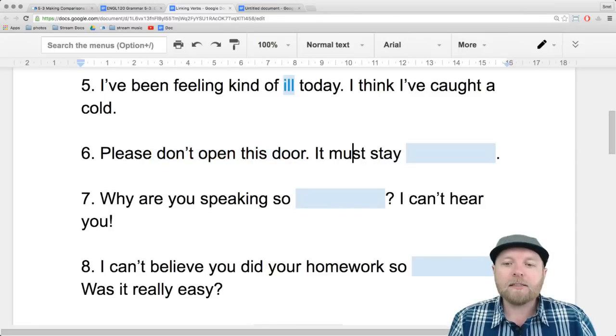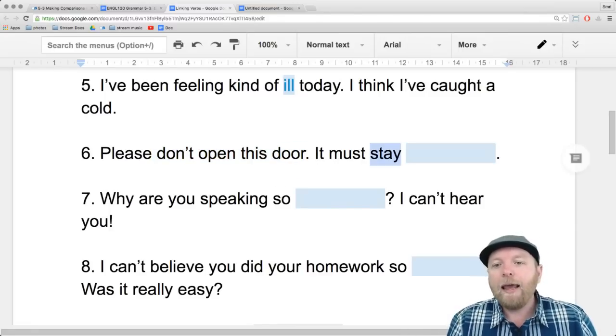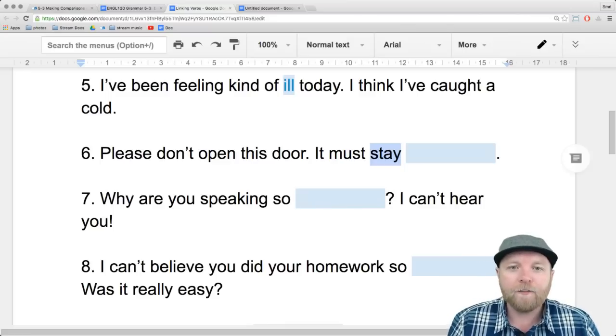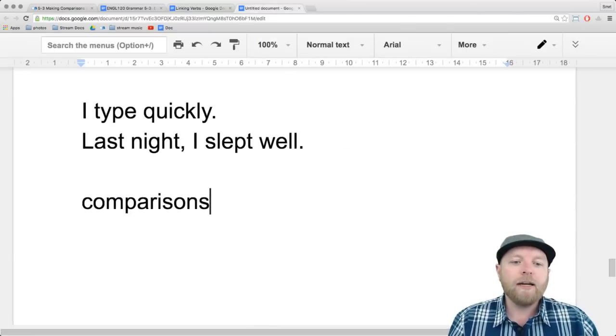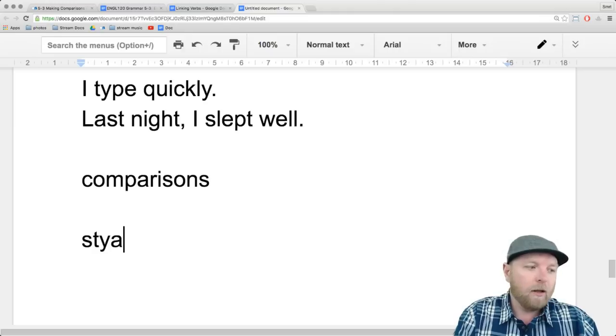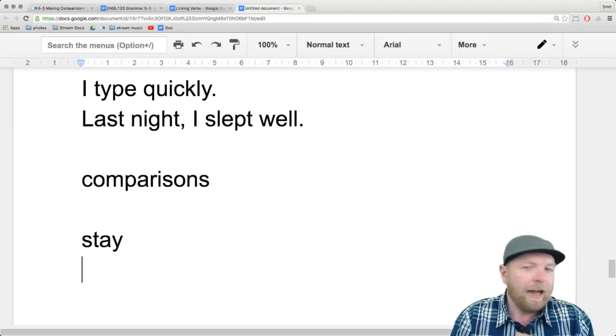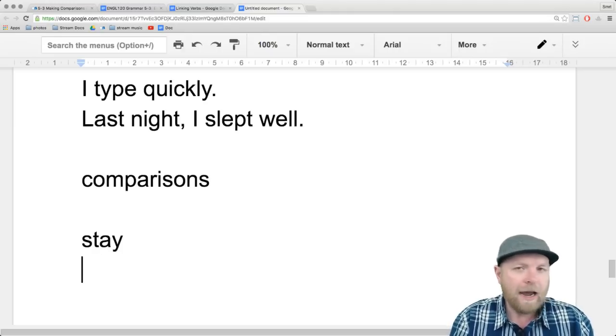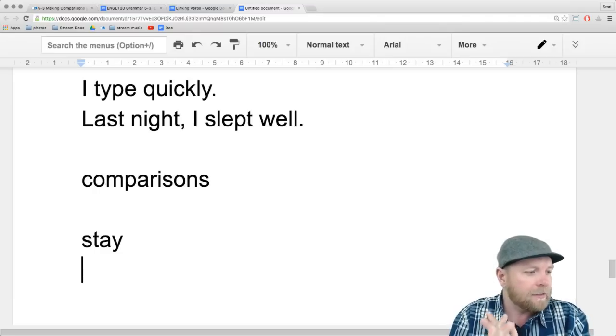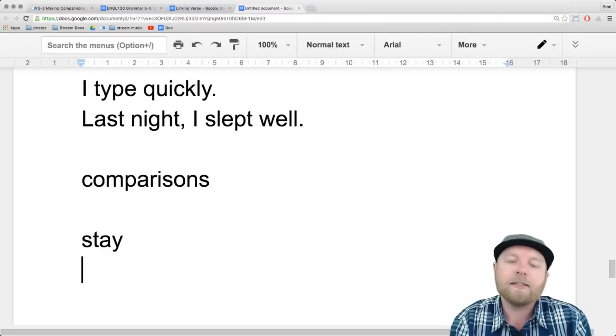Number 6, please don't open this door. It must stay. Stay is a linking verb. What's another way to say stay? Well, we have a class here from Texas, grade 4 class, Ms. Herbert's class. Thank you. Hi, guys. How are you today?